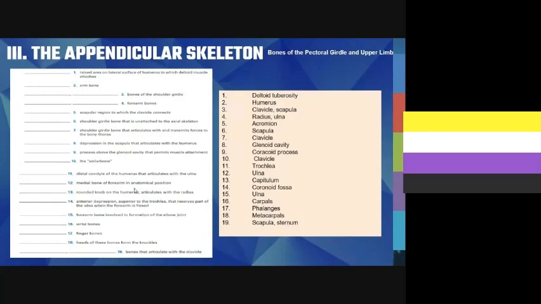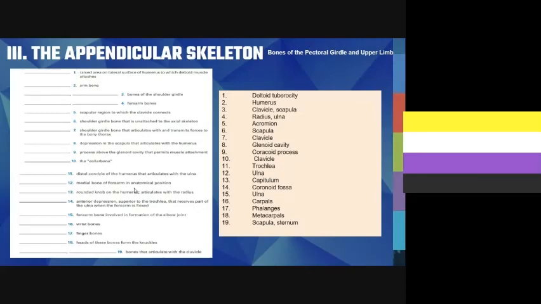Next is match the bone names or markings in column B with the descriptions in column A. Number 1. Raised area on lateral surface of humerus to which deltoid muscle attaches. The answer is deltoid tuberosity. Number 2. Arm bone. The answer is humerus. Number 3. Bones of the shoulder girdle. The answer is clavicle and scapula.